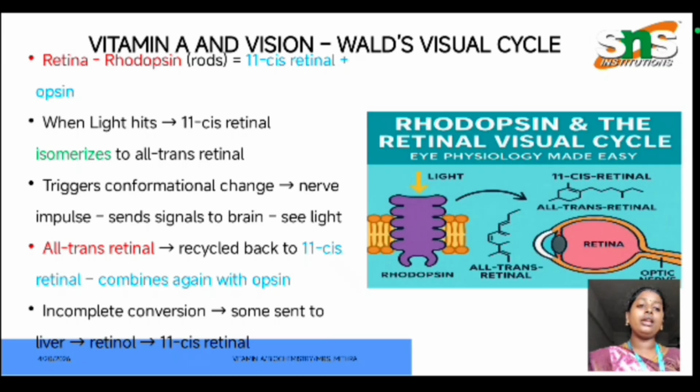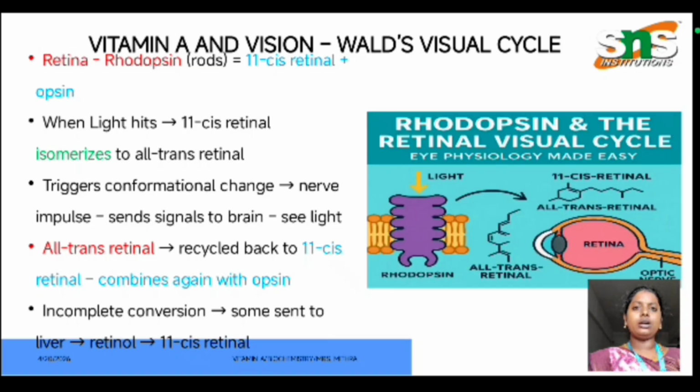Coming to vitamin A and vision, it is achieved in the form of Wald's visual cycle. In our eye, the retina is present, right? This retina contains rhodopsin as a pigment molecule, and it is present in the rods of the eye. This rhodopsin contains 11 cis retinal and opsin. These two forms make up the rhodopsin.